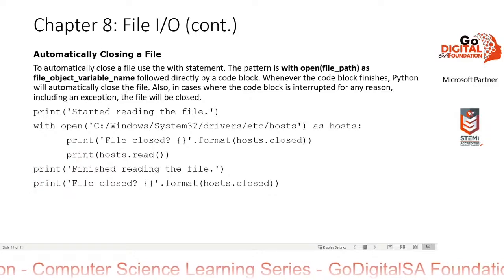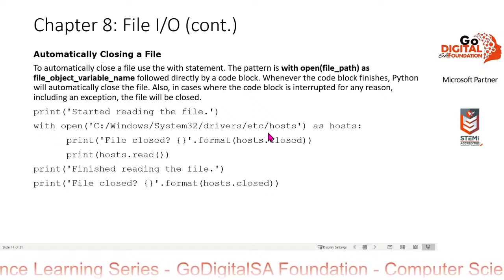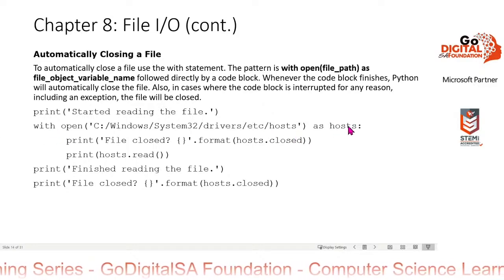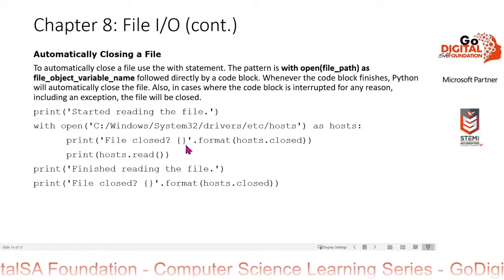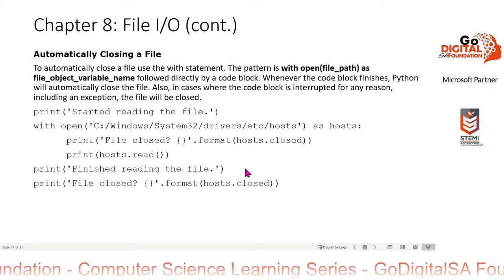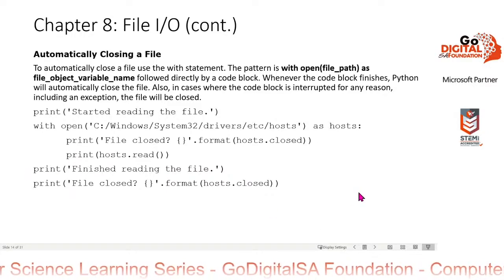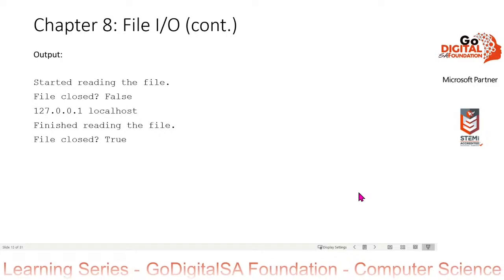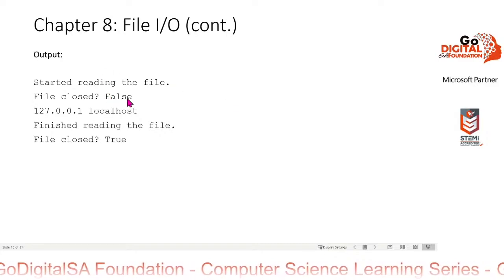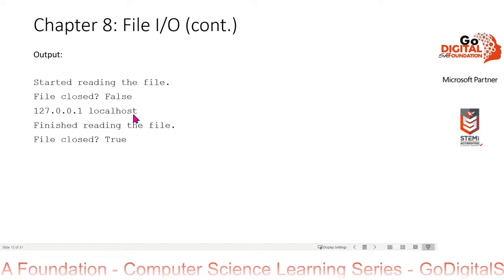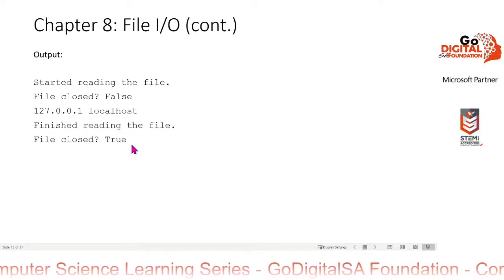This should be true now, because after we exit this block of code, the file is automatically closed. So the with statement lets you create a file object, operate on the file object, and then it closes that file automatically when you exit this code block. Okay, so the output was start reading the file, closed is false, it prints the contents of the file, and then we finish reading the file, and is the file closed? True.